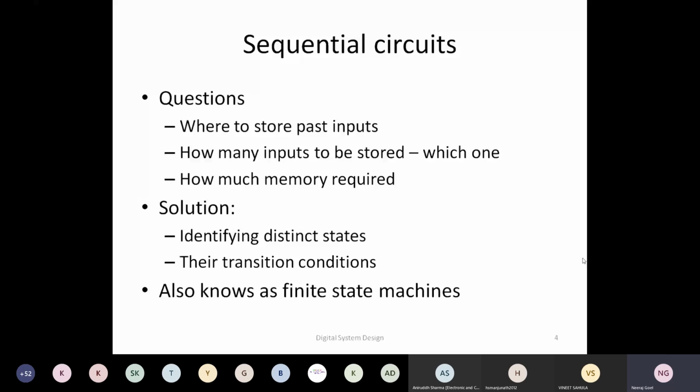And that is why these are also called finite state machines: the number of states in the system, although it may be an infinite memory system, that means your output depends on all the past inputs starting from reset 0, has all been captured in some finite states. These finite states could be 2, 3, or 4.